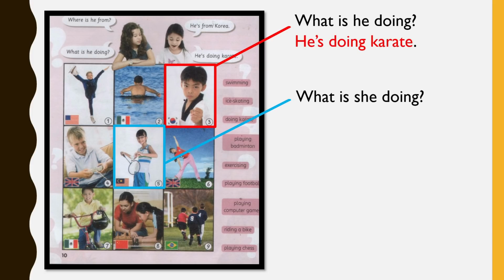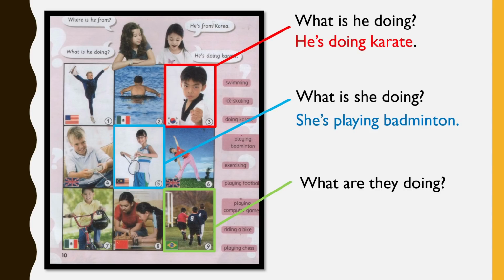Next picture. What is she doing? Look at picture number 5. What is she doing? The answer is playing badminton. How do we answer it in the complete sentence? She's playing badminton. Remember, always refer to the format of the question.